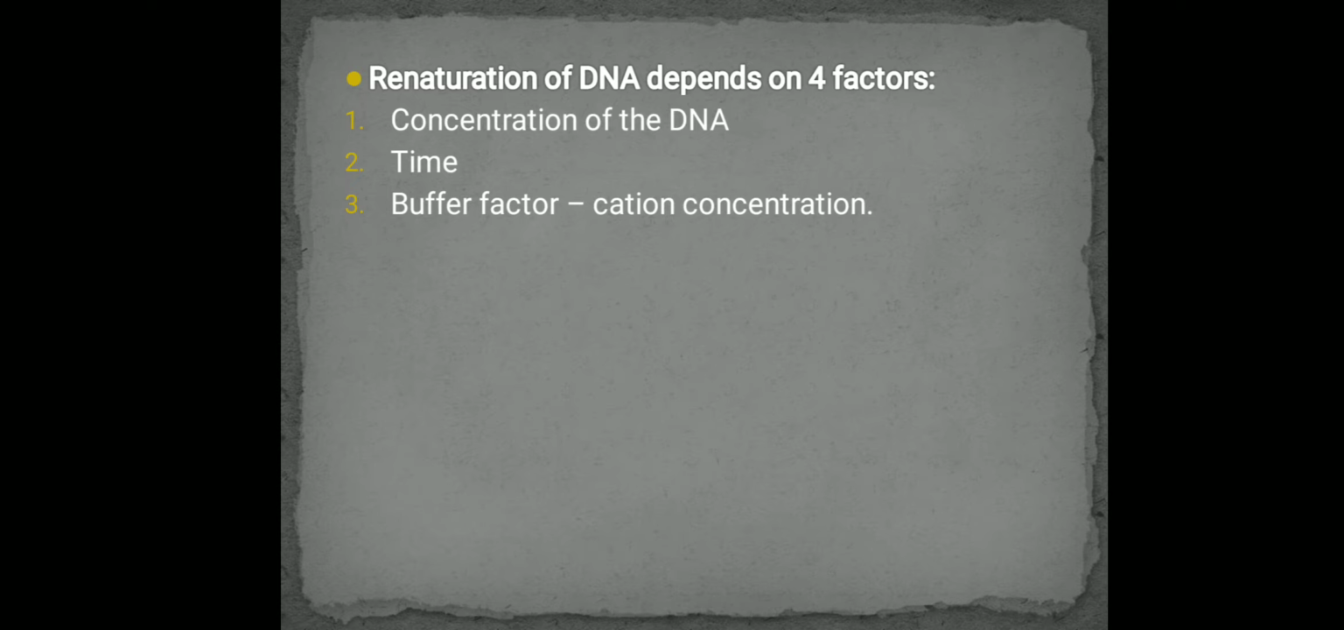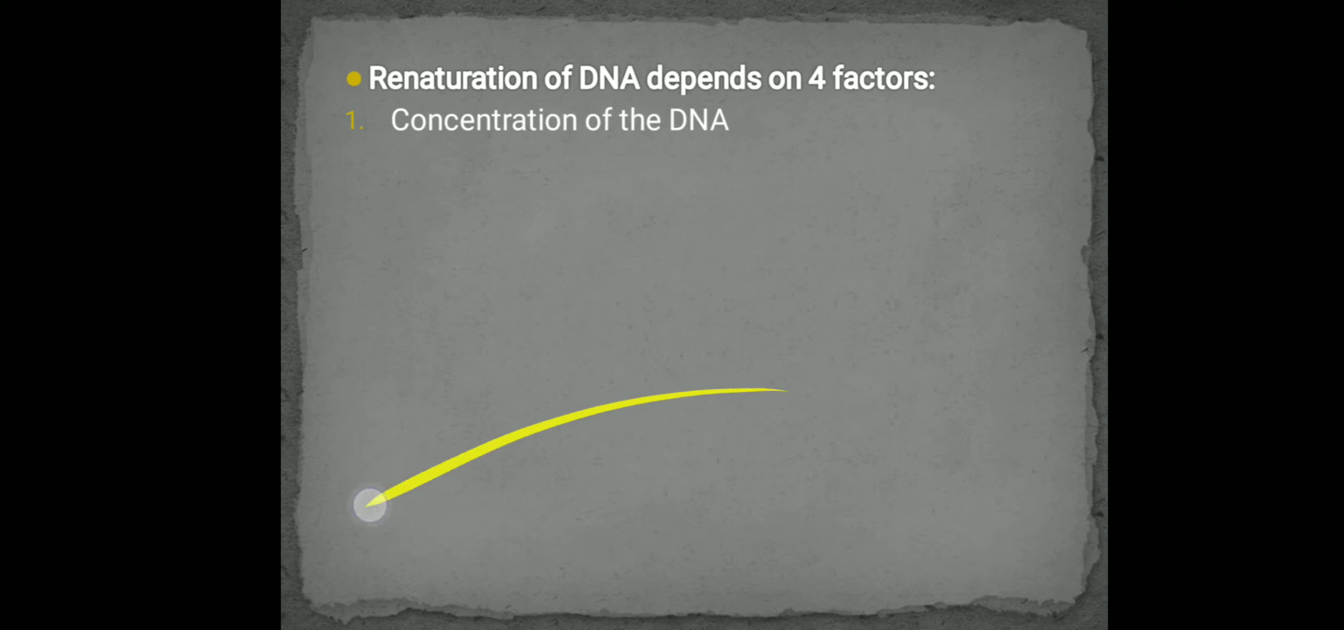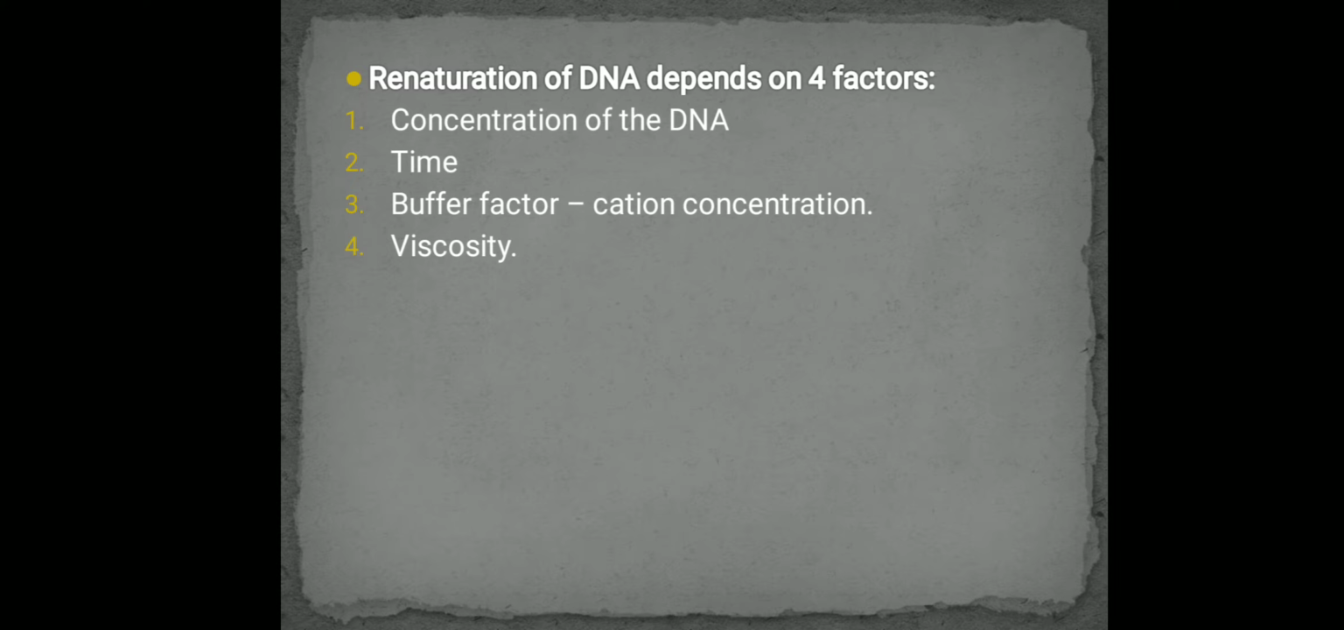If you do not place the DNA in a buffered solution, there are chances that the DNA might lose its integrity. So therefore we have to keep it in a buffered solution. So the buffer factor also plays a very important role here. So these are the three important factors on which renaturation of the DNA depends. Now there is another last factor, that is viscosity of the DNA. Now what is this viscosity?